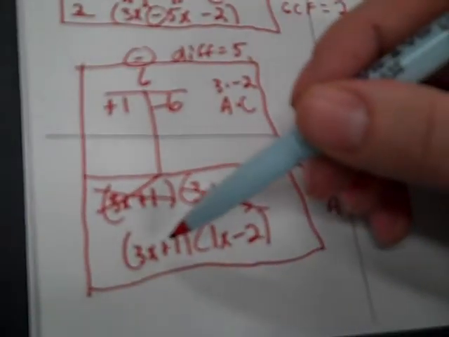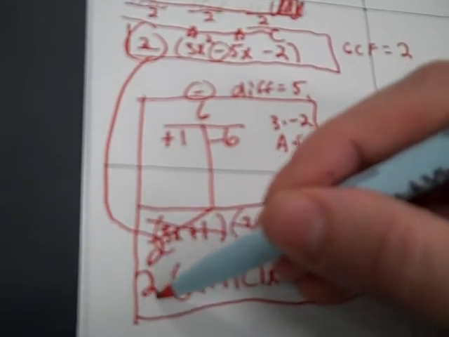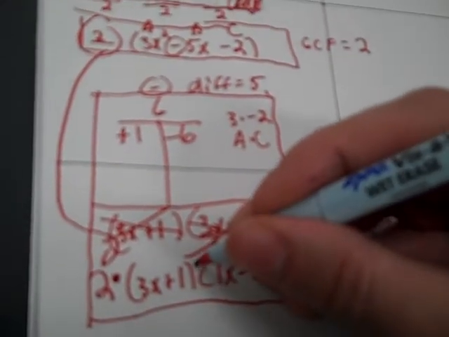Okay, now it's 3x plus 1 times 1x minus 6, but that GCF that you have right there needs to be pulled down in the front. So it is 2 times 3x plus 1 times 1x minus 2. Really, it's the same thing you did yesterday. There's just a GCF you have to pull out. Okay?